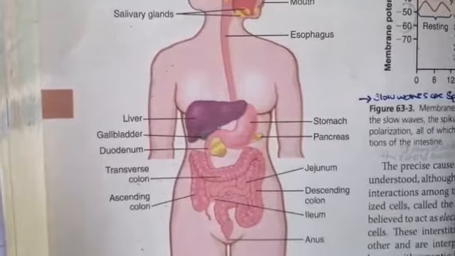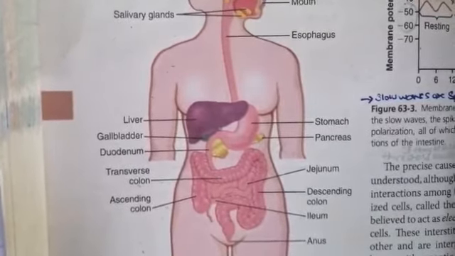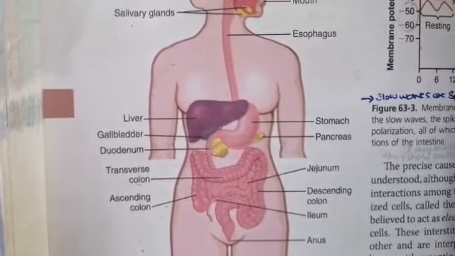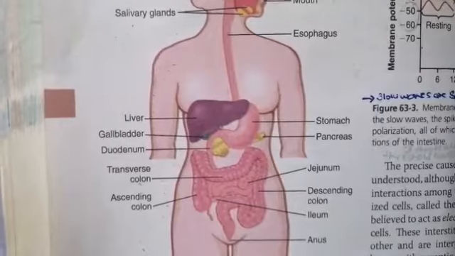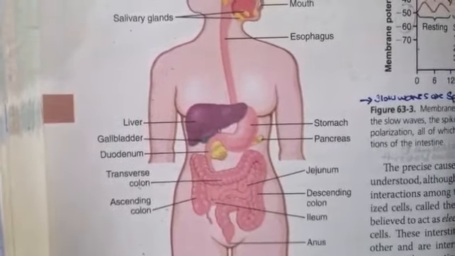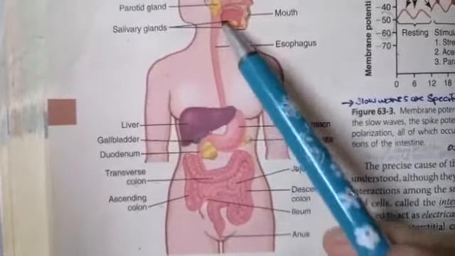So we will discuss one by one every organ and its physiological function. We will not discuss the anatomy. We will discuss the physiological role of each and every organ in the GIT tract. So, starting from the esophagus. Now you can see the location of the esophagus, which is present between the oral cavity and the stomach, and it is a long narrow tube.